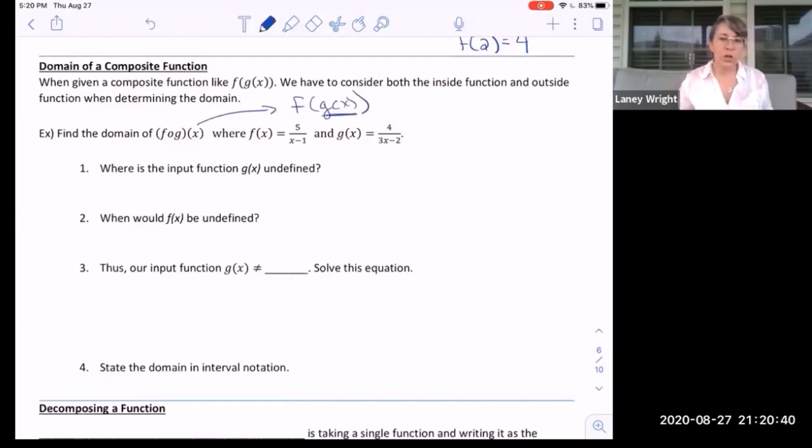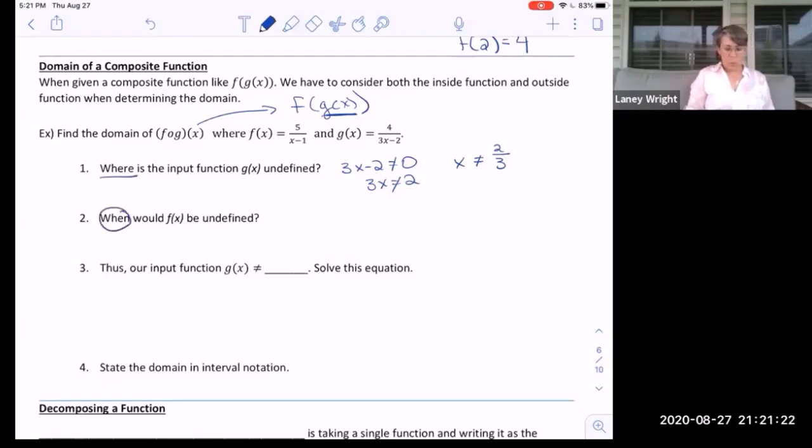We have to first determine what makes our input valid. If the input's not valid, game over. We can stop right there. Looking at g of x, it is undefined where our denominator equals 0. If you want to, you can put it doesn't equal 0. If we solve for this, 3x can't be 2, so x cannot be 2/3. That's for the input function. So that's where the input is undefined.